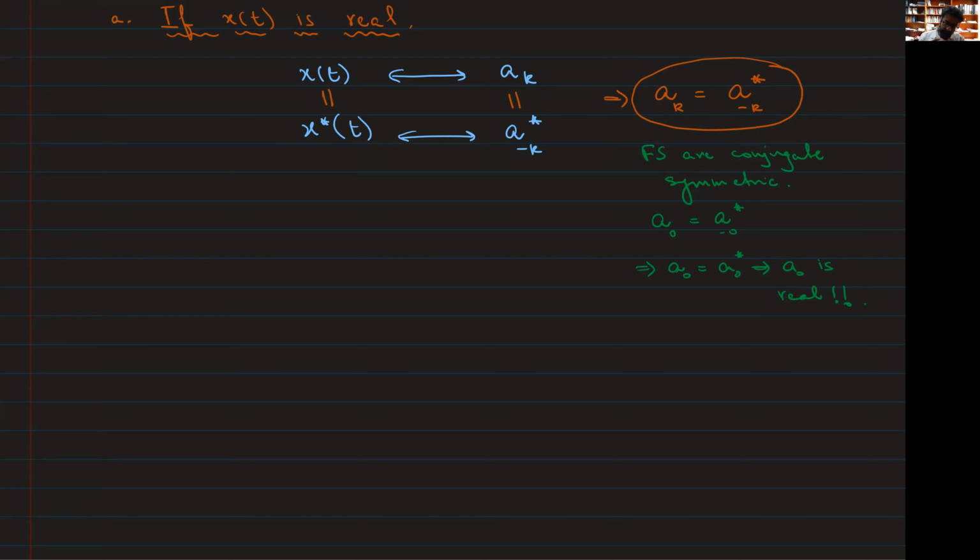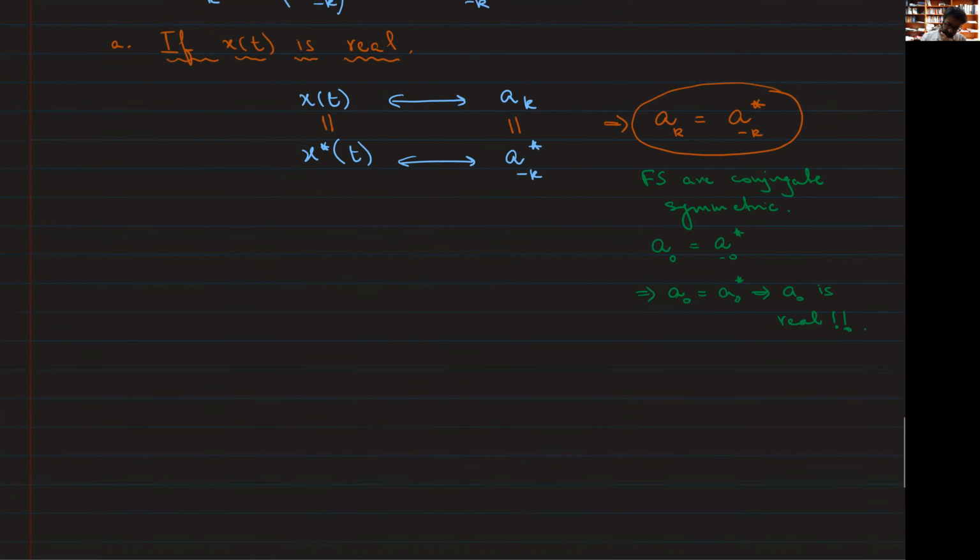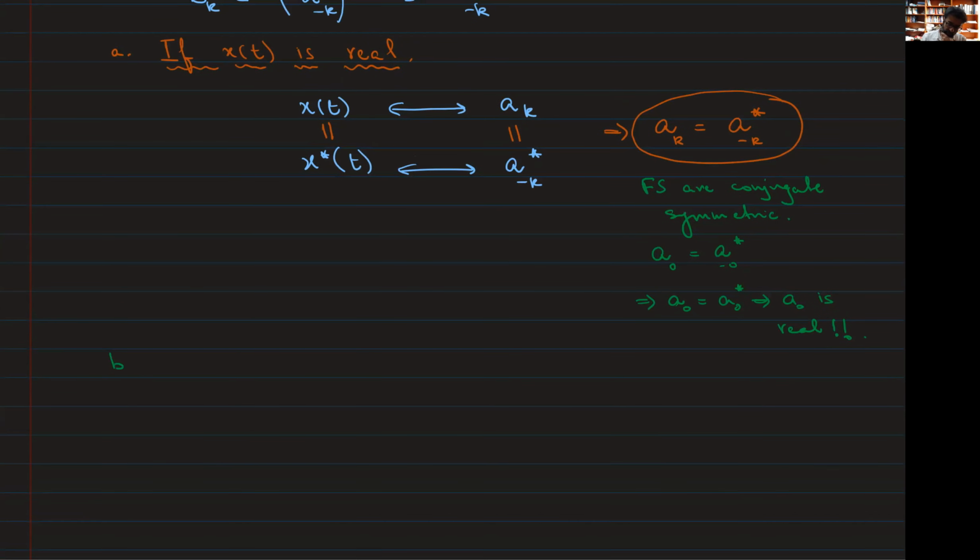Right. Excellent. Now here's, so for all real signals, the Fourier series coefficients satisfy this conjugate symmetry property, right? So if you know the Fourier series coefficients for all positive k, you automatically know the Fourier series coefficients for all negative k as well, right? And A naught will always be real.